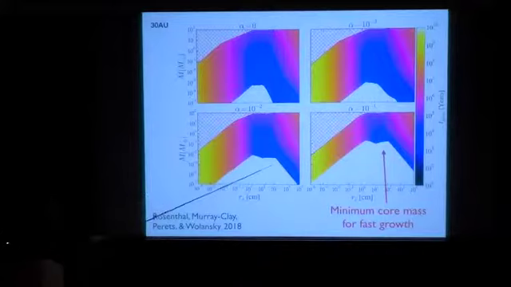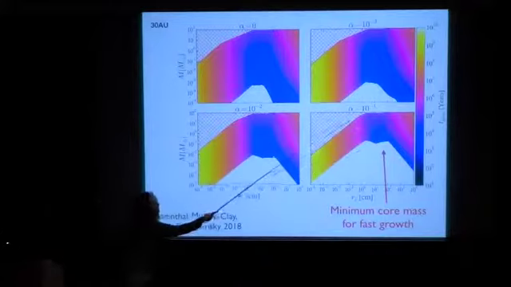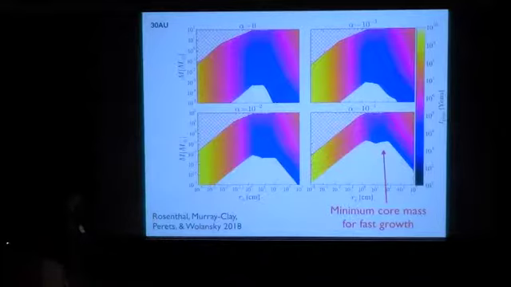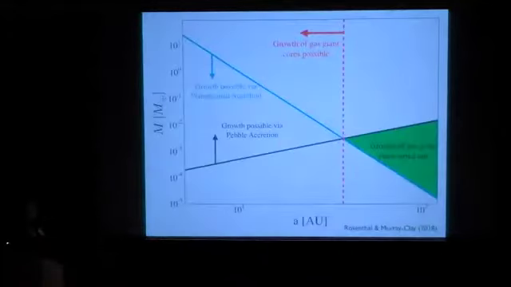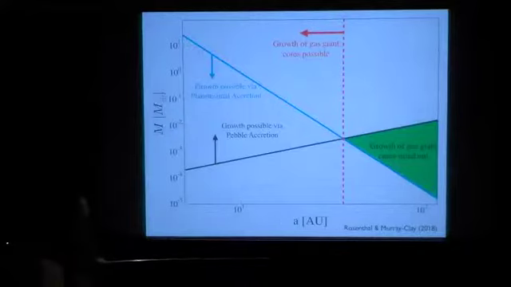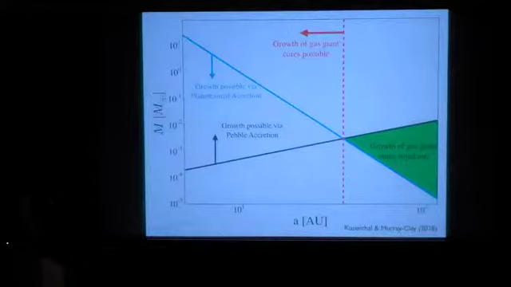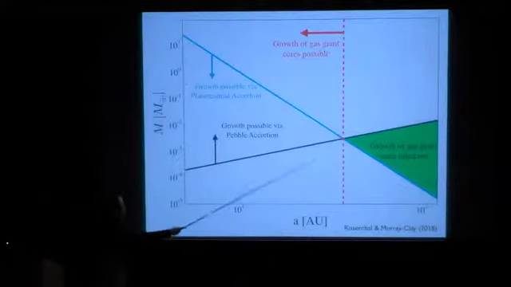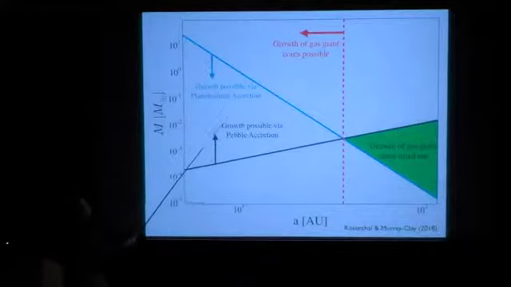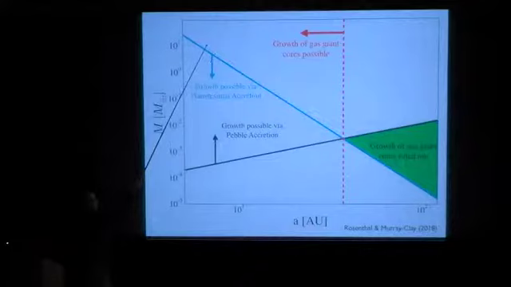If we have a minimum core mass for fast growth that depends on how much turbulence you have in your disk, then we can use that to estimate how far out in the disk gas giant growth is possible. And the key thing that I want you to see here is, in standard planet formation theory, as you grow and grow and grow, the growth gets slower and slower and slower until eventually it becomes too slow and it can't happen anymore.